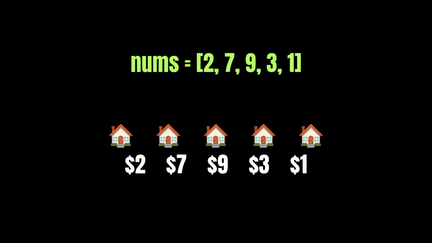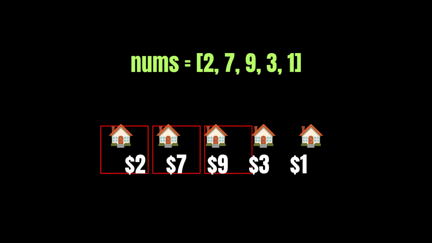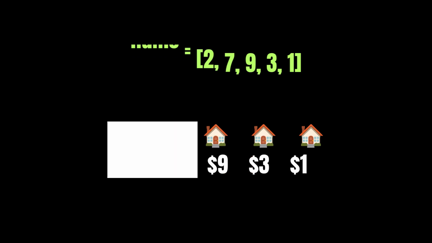For example, we could rob the first, third and fifth houses. That gives us 2 plus 9 plus 1, which is 12. We can't take 2 plus 7 plus 9 because we are robbing adjacent houses. So the question is, what is the maximum amount of money we can actually make?